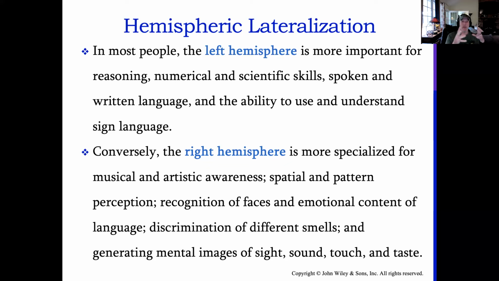Now, what we see with this is that the left hemisphere is going to have more features controlling characteristics based on reasoning or numerical skills or scientific skills or the ability to understand and use sign language, things like that. Whereas right hemisphere people, or left-handed people, will be more artistically and musically inclined. Maybe they can recognize patterns more easily. Maybe they have the ability to discriminate between different smells and tastes, a more refined palate than people that are right-handed.